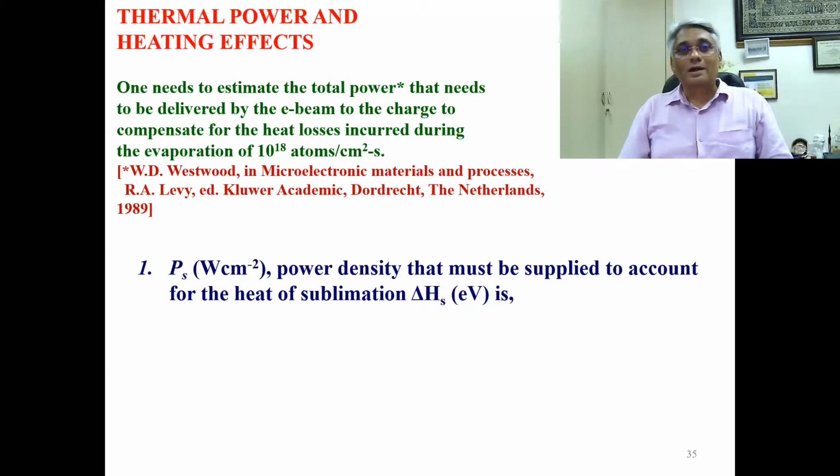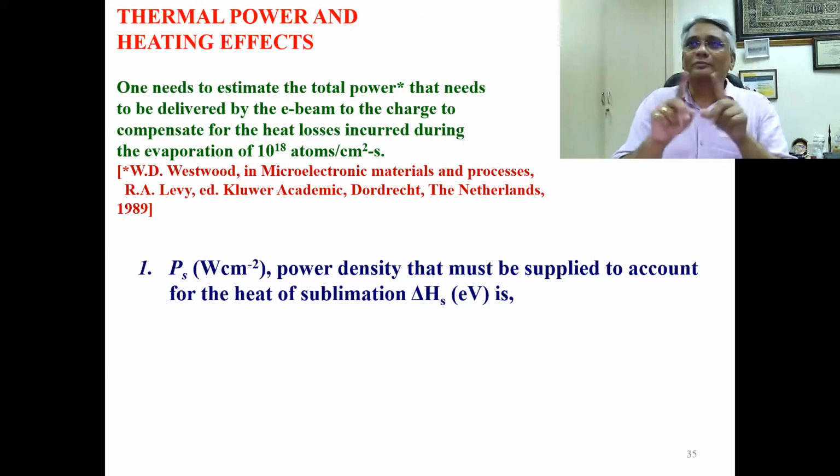It's very important. So there are 4 parameters that play a crucial role in causing the melting to happen in a proper way. So one needs to estimate the total power that needs to be delivered by the electron beam to the charge to compensate for heat losses incurred during the evaporation of, say, 10 raised to 18 atoms per centimeter square per second. Right? It's not that you use the same set of parameters for all elements and alloys. Everywhere there needs to be optimization.